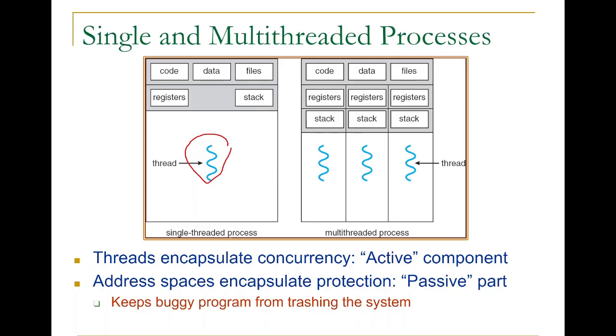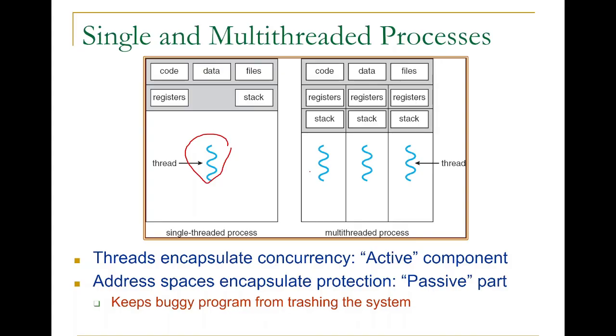Now threads encapsulate concurrency. They are an active component because they are the ones executing. Address spaces encapsulate protection. That's the passive part. And that keeps a buggy program from trashing the system.